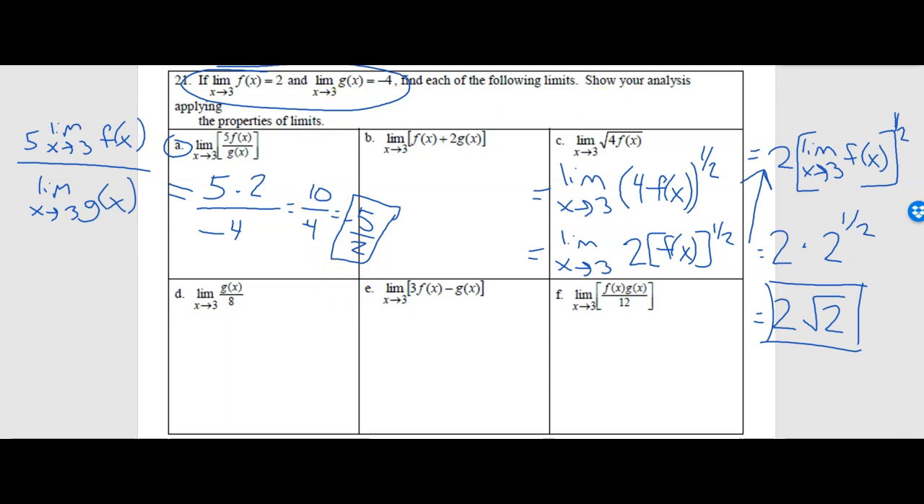Okay, I'd encourage you to attempt the rest of these in the packet. As always, write down any questions and come prepared to ask them the next opportunity you have.